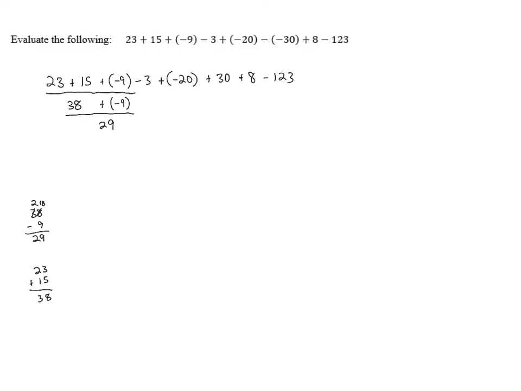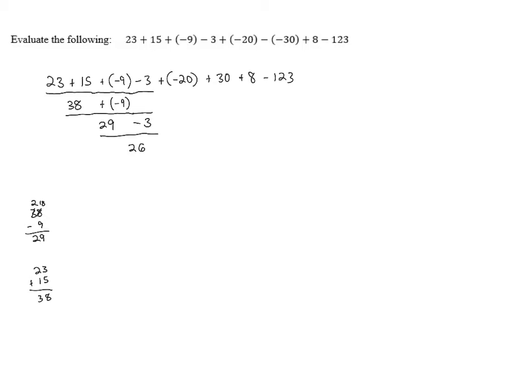Now next, we're going to bring down that minus 3. So we've got 29 minus 3. You can probably do that in your head. 29 minus 3, 28, 27, 26. It's going to be 26. You could also write it out, but we'll skip that. I think you can do that in your head.